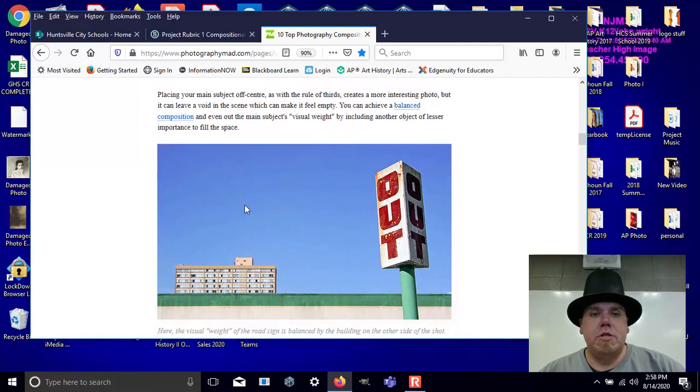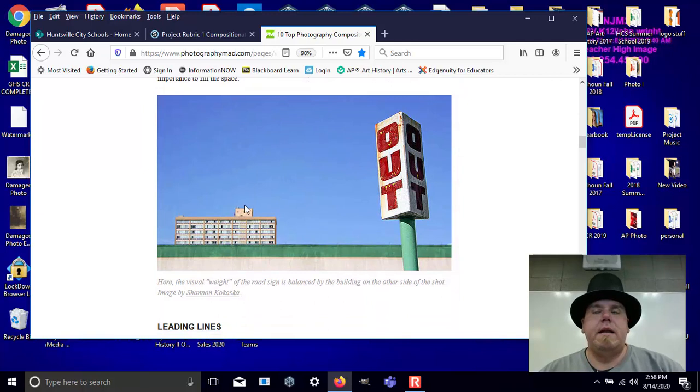The second compositional form is called balancing elements. So what you need is something that divides the space and balances it. Think of it like a teeter-totter, right? So you have this shape and form on this side, and you have this shape and form on this side. They're not identical or symmetrical, but they balance each other out.